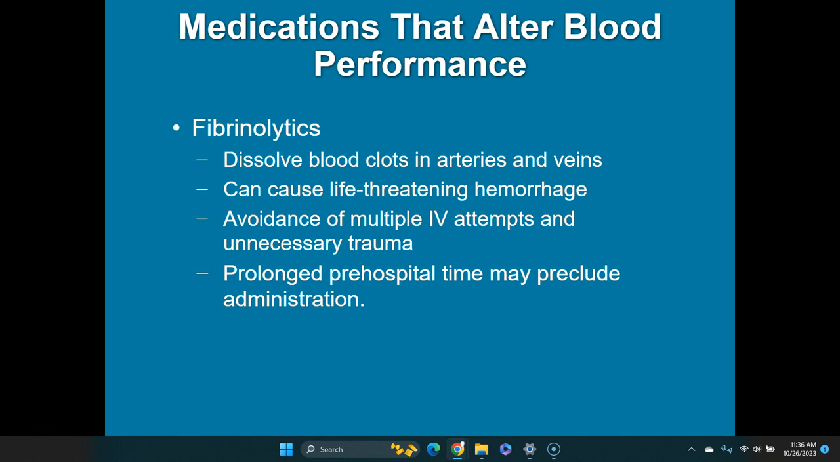So fibrinolytics are going to be used to break down blood clots. Maybe someone's had a stroke. We want to reverse those symptoms. They can be given a fibrinolytic at the hospital to help break down those blood clots. Obviously, if you're breaking down blood clots, you are going to dramatically increase the risk of bleeding into the body.